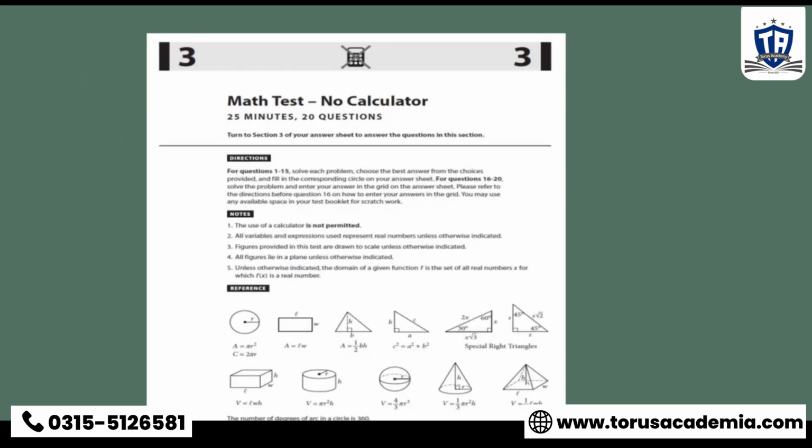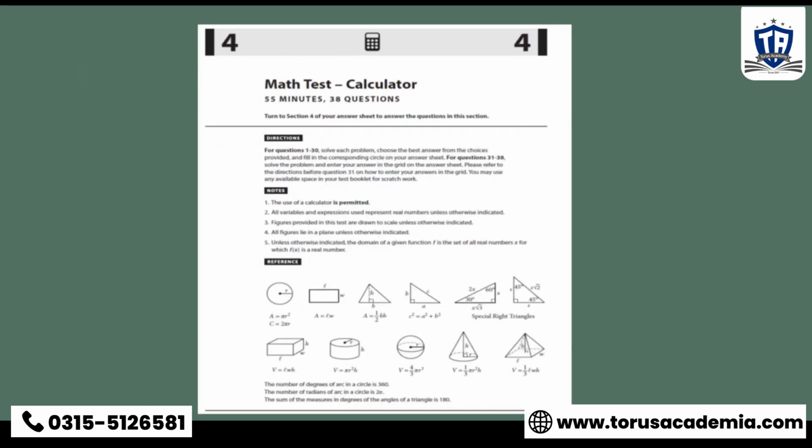Finally, I will tell you about the sections. Section 3 is the non-calculator section, which has 25 minutes and 20 questions. These are just simple formulas and the questions need no calculator, just normal calculations. Section 4 is 55 minutes and contains 38 questions. In this section you need a calculator, and it is a little hard section, but not all hard. It also demands some tough calculations and some data calculations.